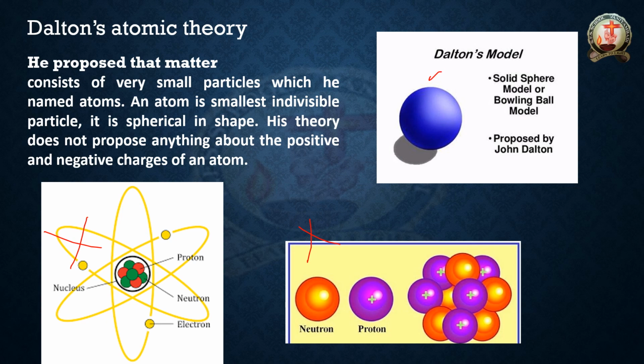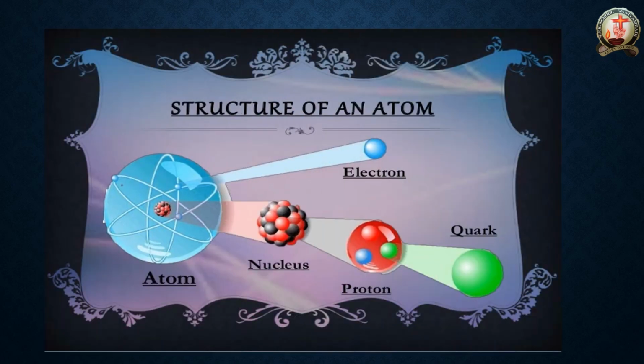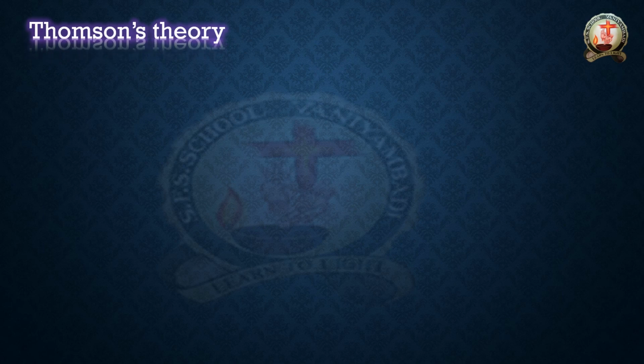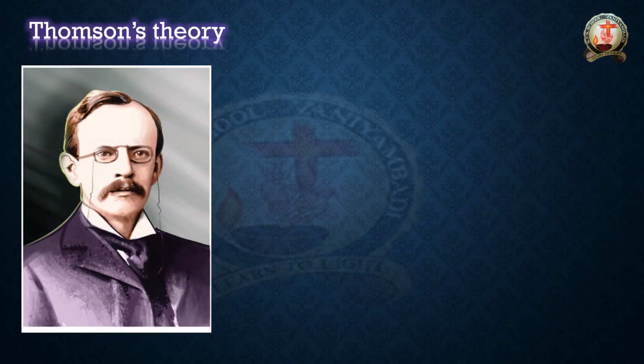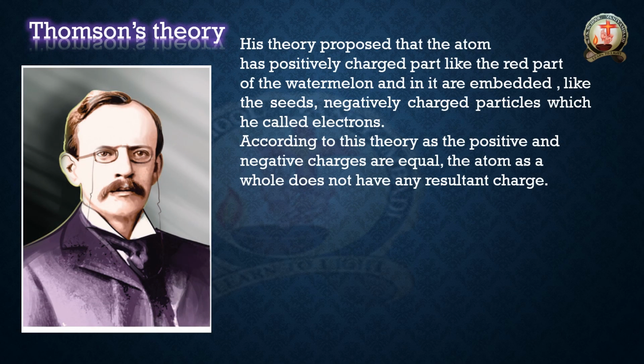Another scientist, this is J.J. Thomson, was introducing a model. Thomson proposed that an atom has a positively charged part like the red part of a watermelon and another part embedded like seeds, negatively charged particles which are called electrons. So Thomson introduced a simple concept that the atom is like a watermelon.